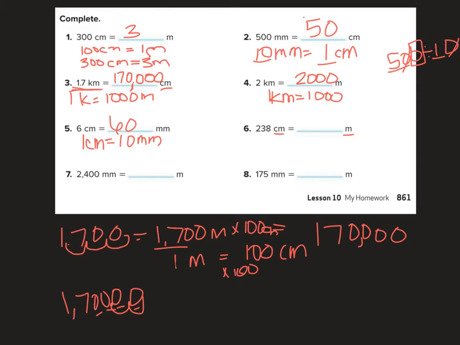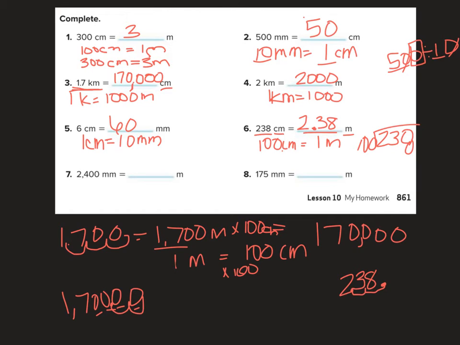Now, centimeters to meters. There's 100 centimeters in 1 meter. So to go from small to big, we divide. So I need to take 238 and divide it by 100. Okay, so remember our trick that we talked about. 238 divided by 100. This decimal is here. When I'm dividing something by 100, I move it 2 spots to the left. So this is going to be 2.38 meters.